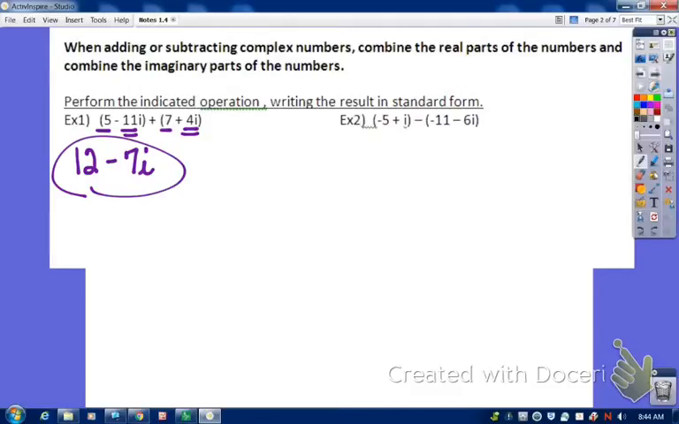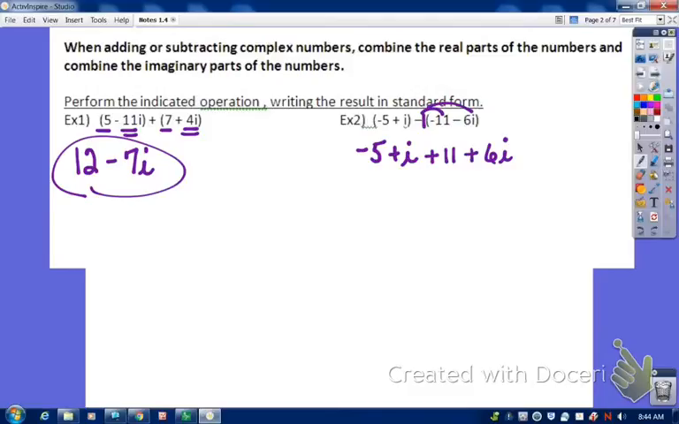Example 2, you're going to use what you know about subtraction. We can drop the first set of parentheses, but what do we have to do with the second set of parentheses since we are subtracting? We have to distribute by -1 or change the signs. That all means the same thing. So that means now I'm going to have a +11 and a +6i. Once you subtract your second polynomial by multiplying everything by -1, then you can combine your real parts.